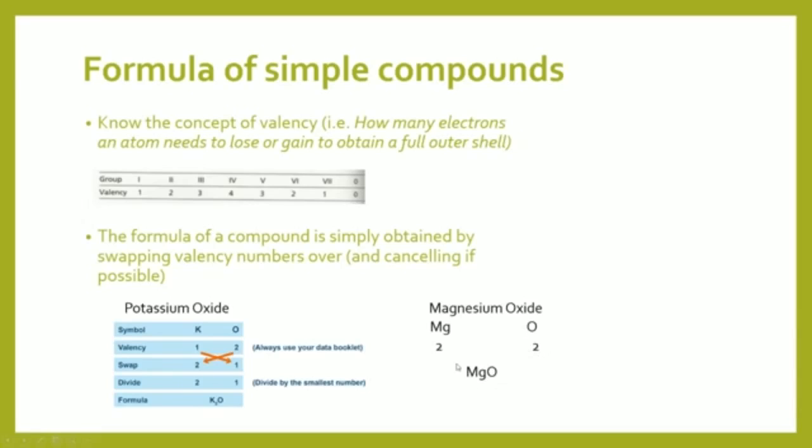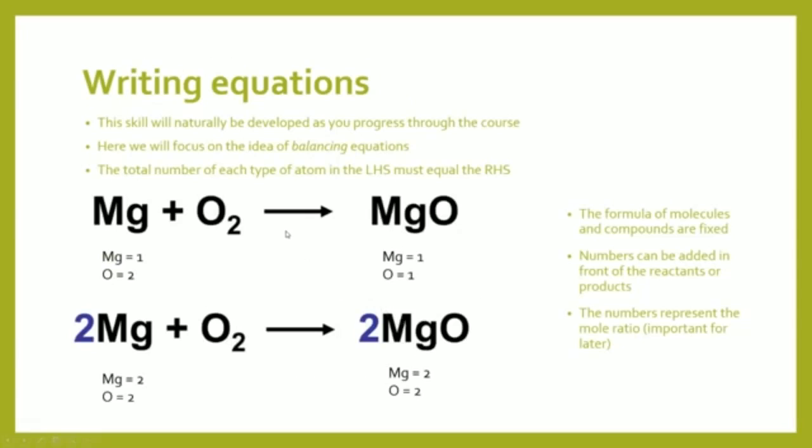So that's fairly simple. So the second step is to be able to write simple equations, right? This skill will actually naturally be developed as you progress through the course, as you learn certain rules of different chemicals reacting with different other substances and things like that. But here we'll focus on the idea of balancing equations because this is crucial. So the total number of each type of atom on the left hand side of the equation has to equal the right hand side. Atoms can't disappear or be gained from one side to the other. It has to be absolutely equal.